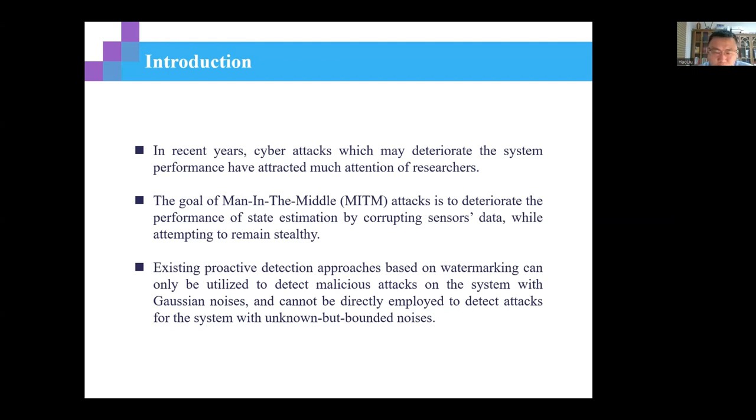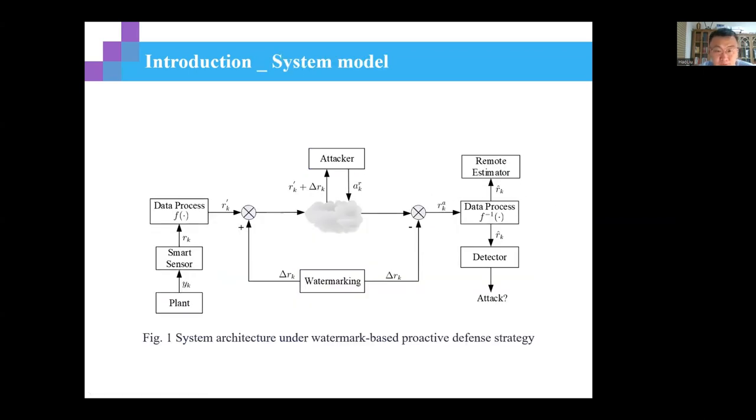So we have dealt with the attack detection for the system with unknown but bounded noises. Now let's look at the system structure in the presence of attacks. The plant is a linear system, and we will give the details later. The smart sensor and remote actuator have the same structure. In our research, the signal r_k is transmitted through the open network. The signal could be vulnerable to malicious attacks.